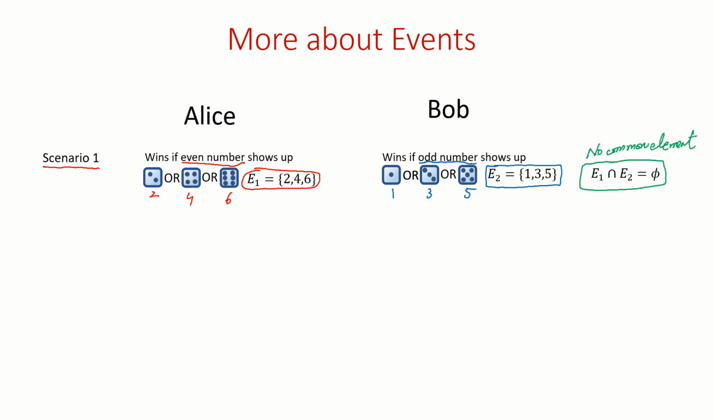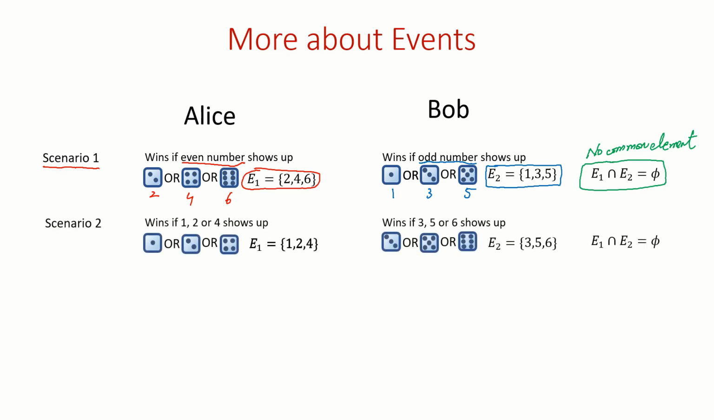Now consider another winning criterion. In this scenario, Alice will win if 1, 2 or 4 show up. The event that Alice will win contains the numbers 1, 2 and 4. Bob will win if 3, 5 or 6 show up. Therefore, the event that Bob will win contains the numbers 3, 5 and 6. Again, in the second scenario, the 2 events have no common element.